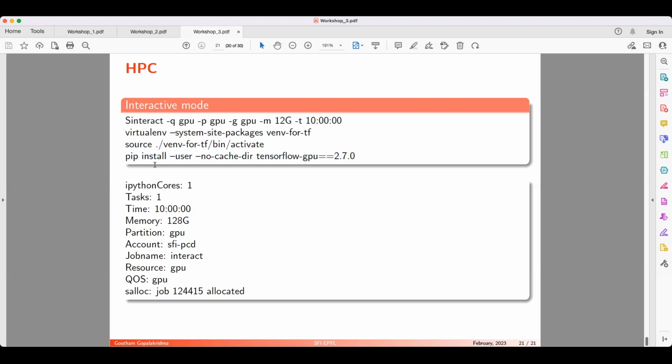Once you type this into your cluster, this is the output that you get. This is the number of cores you have, tasks, time and memory. This is your partition account. Always make sure to use your advisor's account so you don't have to pay. Job name, and so on. Finally, it says job allocated. Once it's done, just type IPython and your Python terminal opens, and just run your script. That's it. I'll post a version of this in the Google Drive folder, so you can take a look.